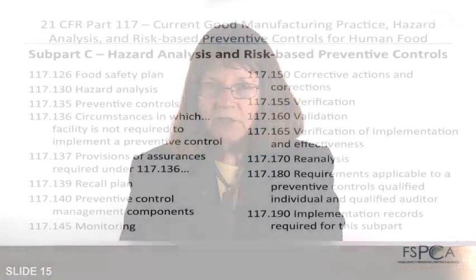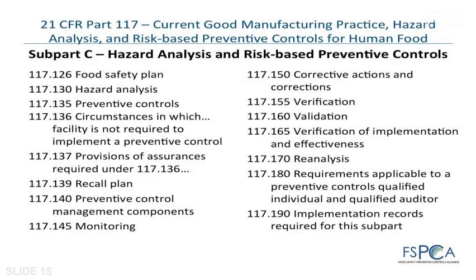Now, the primary focus of this training program is on 21 CFR 117 Subpart C, the hazard analysis and risk-based preventive controls. Each facility is required to implement a food safety plan that focuses on preventing hazards in foods. That's found in 21 CFR 117.126, and the other provisions listed here describe the components of the food safety plan.